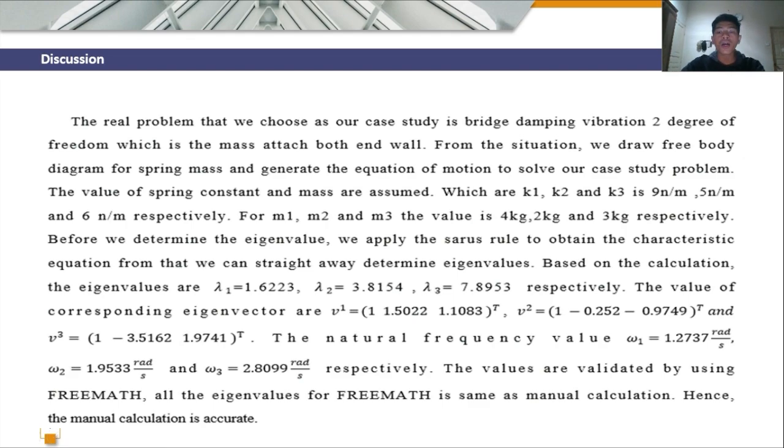The values are validated by using FreeMat. All the eigenvalues from FreeMat are the same as the manual calculation. Hence, the manual calculation is accurate. That's all from me. Thank you.